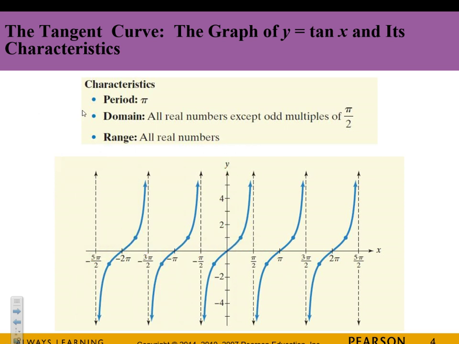Yes, so right here again. Period is pi. The domain, it's going to be in the odd multiples of pi halves. That's going to be gone. So here's what we're saying. Every so often, at those intervals, you're going to get a domain that is a part of the domain that's not there. It's your asymptotes.